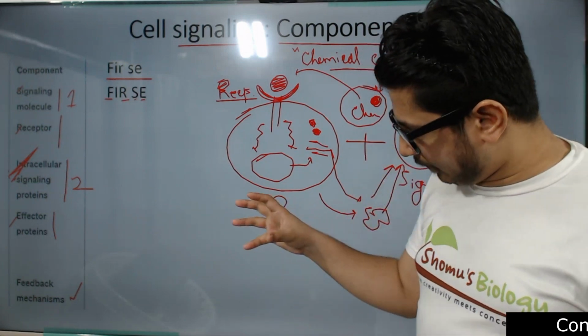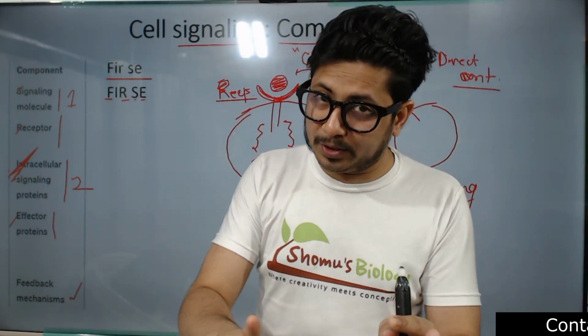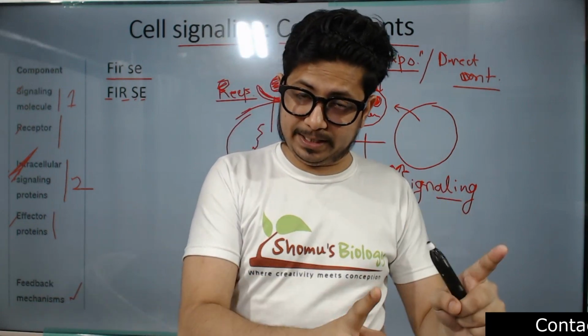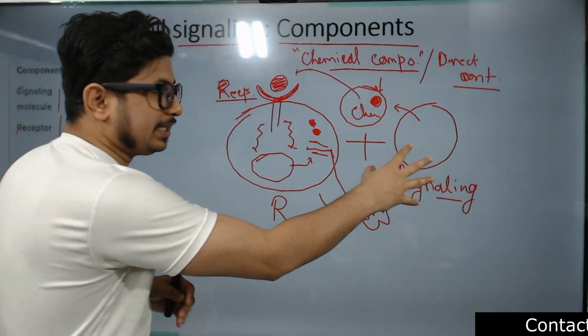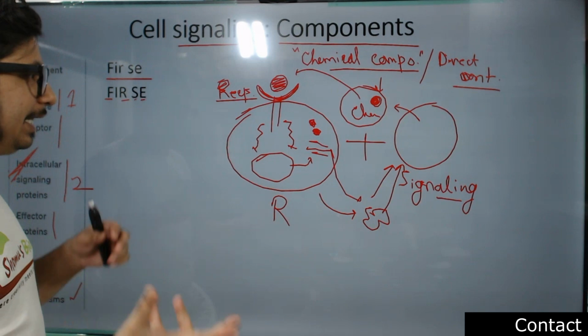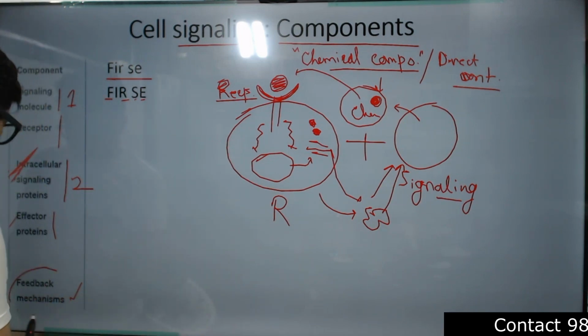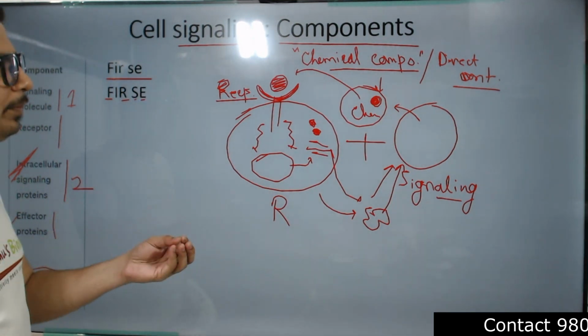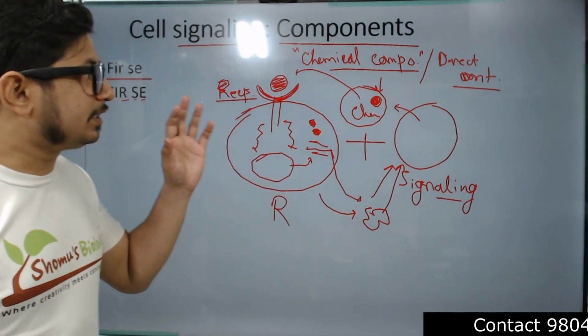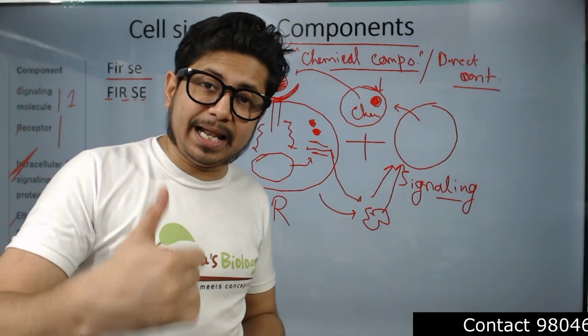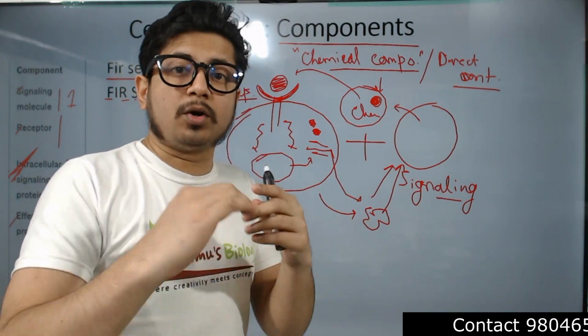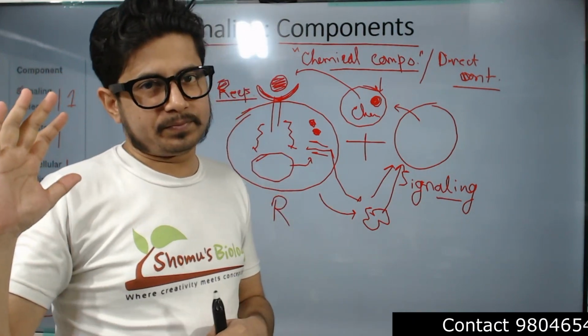Once the effector proteins are produced, they can relay that message to the original initiating or signaling cell, which is known as cell signaling crosstalk. And there is a feedback mechanism, which is a very, very important mechanism. This feedback mechanism either allows the signaling to continue or causes the signaling to stop.